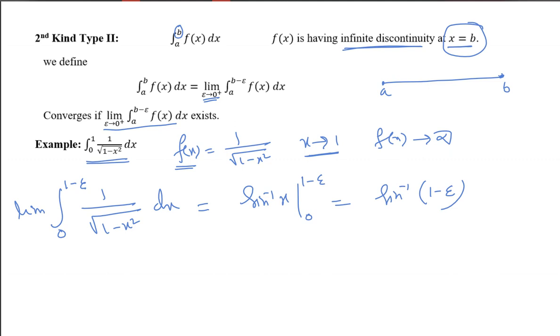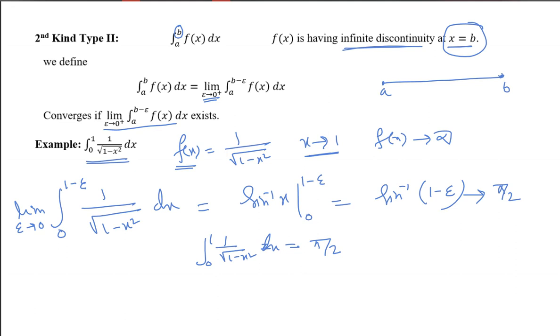Now you take the limit as epsilon tends to 0. If you take the limit as epsilon tends to 0, this value tends to what? Pi by 2. So the integration value, the integral from 0 to 1 of dx by root under 1 minus x square, is equal to pi by 2. For this improper integration, the value is pi by 2.